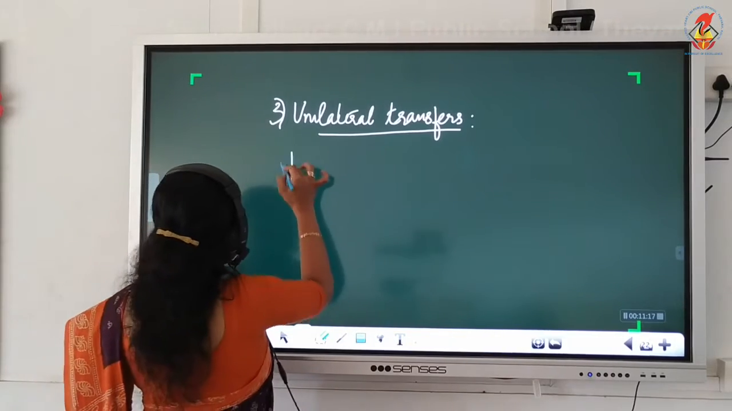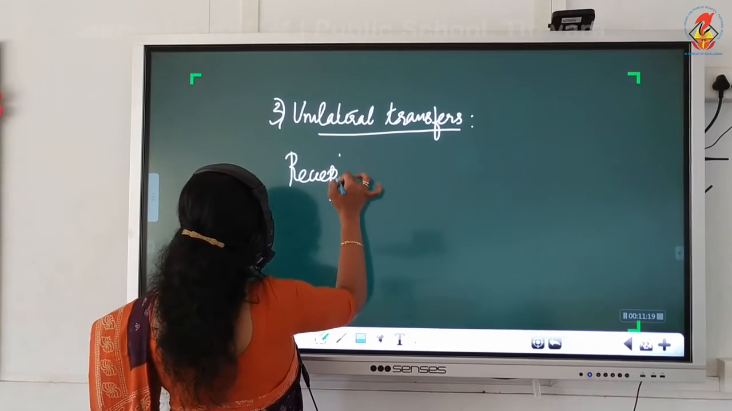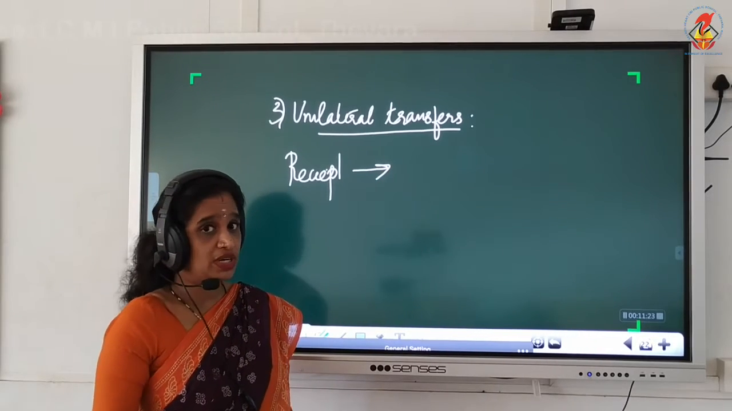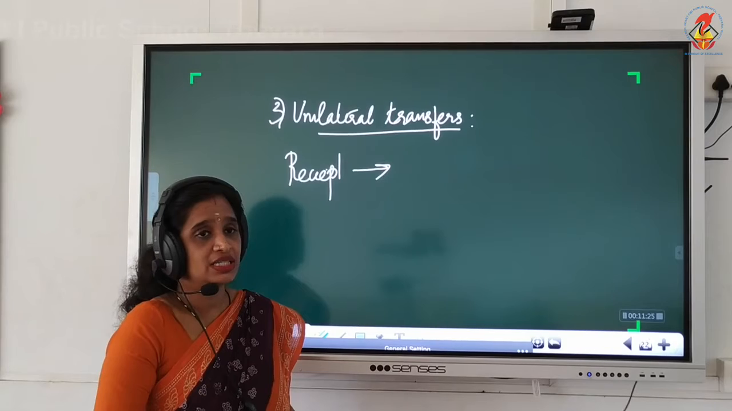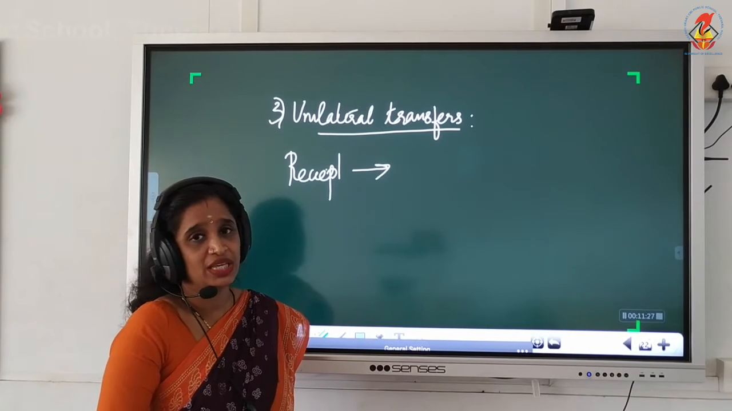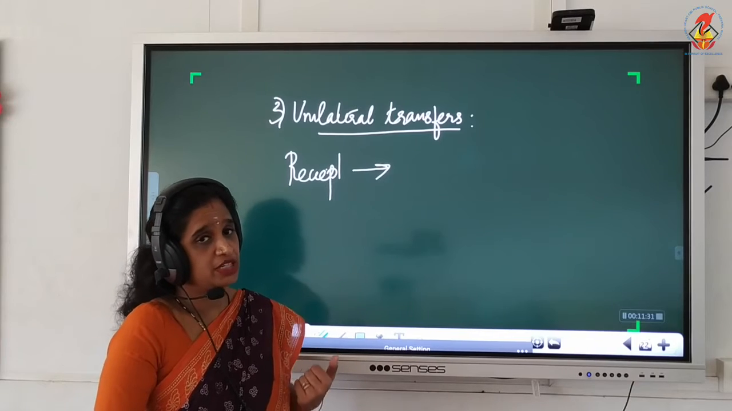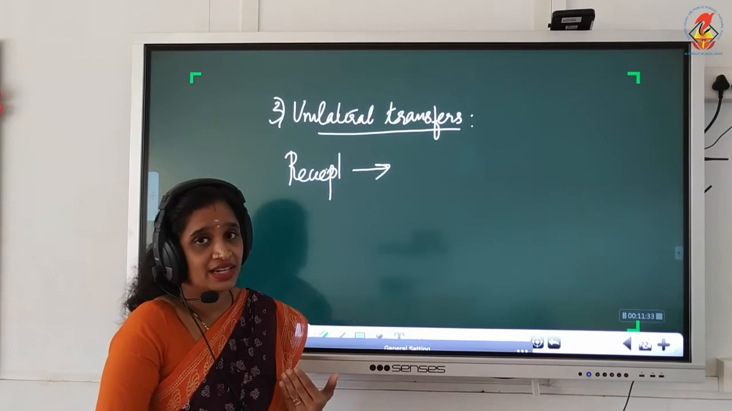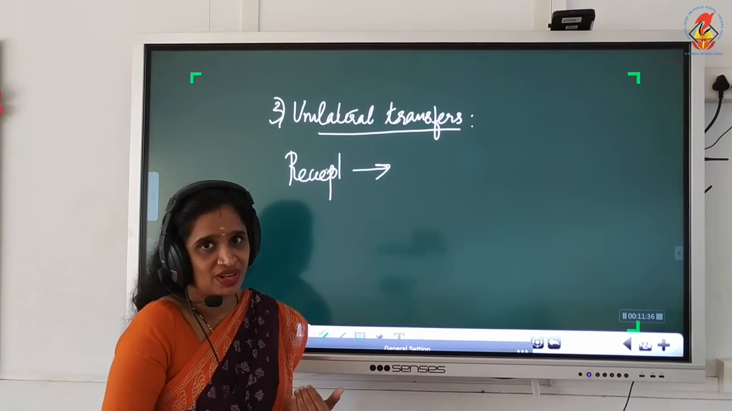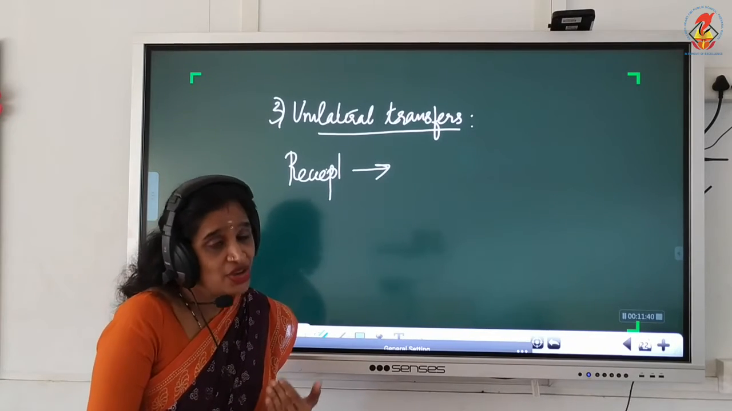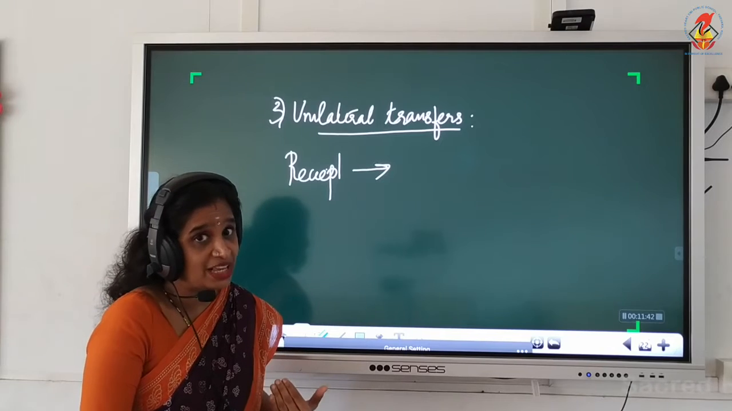Now, if it is receipt of unilateral transfers, what are unilateral transfers? They are one-sided transactions that we give or that we get. If it is a receipt, it means other countries are giving financial assistance for us. Therefore, it is a receipt for us.